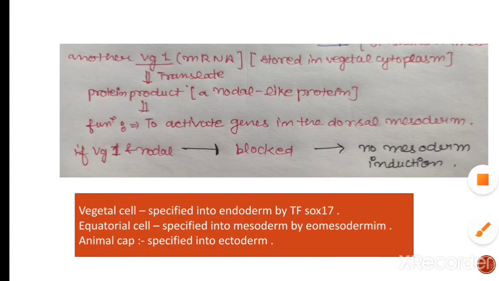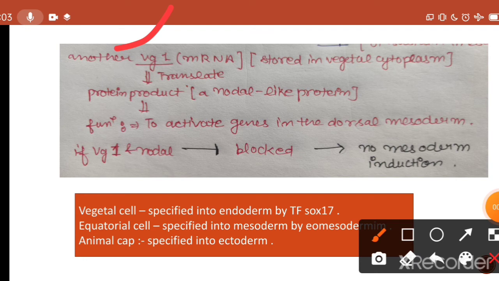And another mRNA, that is Vg1 mRNA, is stored in the vegetal cytoplasm. That vegetal cytoplasm has a capability to rapidly divide and result in the formation of multi-blastomere stages. So this Vg1 mRNA will be translated and result in the formation of a protein product. This protein product has a similar mechanism of action, so we call it a nodal-like protein.